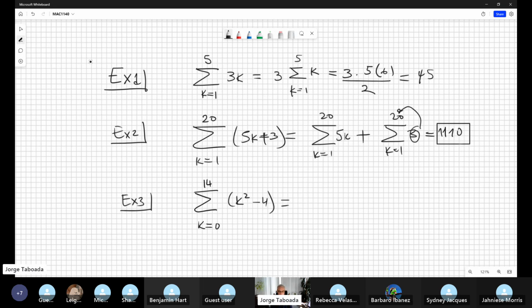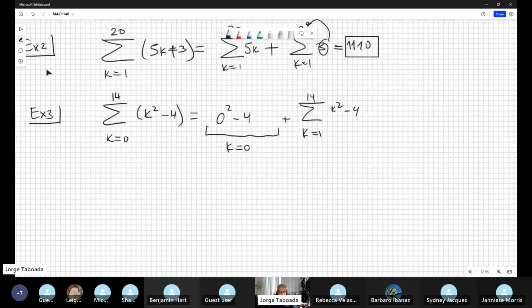Well, okay, it's easy. Because with one extra step, you can split this summation into one part that is for k=0. For k=0 it is 0 squared minus 4, plugging in 0 here, plus the rest, which is 1, 2, 3, 4, 5, we can condense it like that, from k=1 to 14 of k squared minus 4. Do you understand this idea? We don't finish. This is just the beginning.